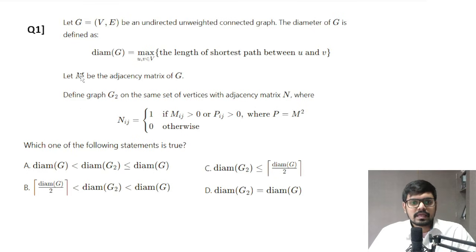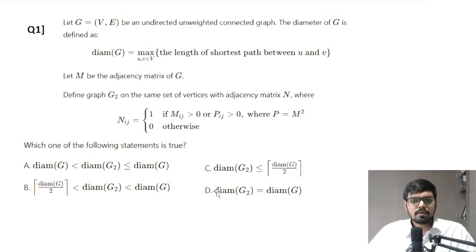Further, they are saying let M be the adjacency matrix of G. Define graph G2 on the same set of vertices with adjacency matrix N, where N elements are 1 or 0. 1 when you have Mij greater than 0 or Pij greater than 0. What is P? P is the M square matrix. And this element is 0 otherwise. So which of the following statements is true?